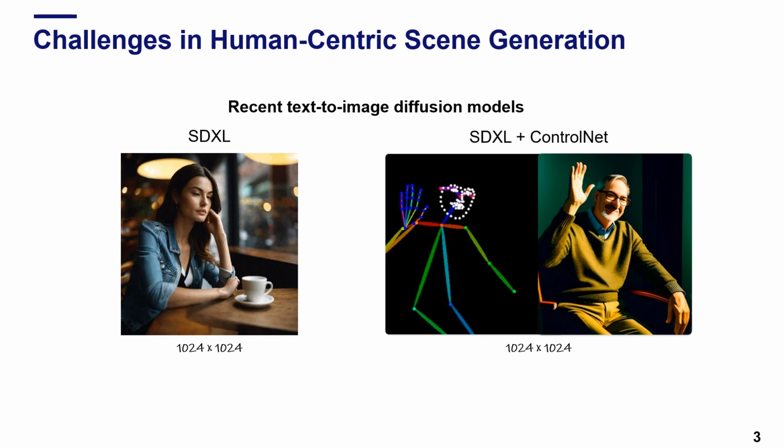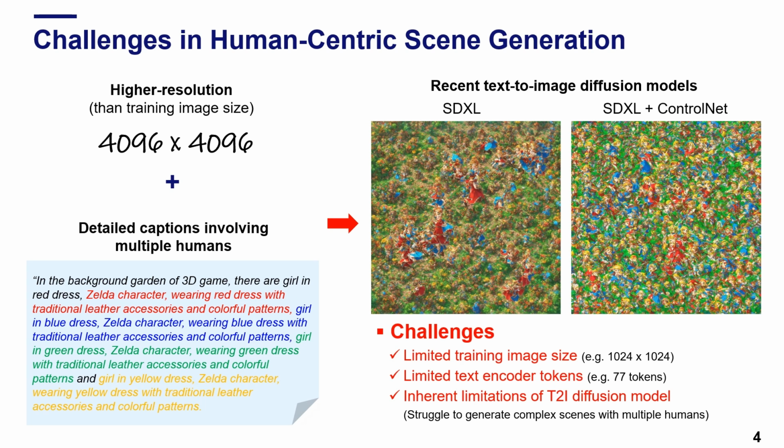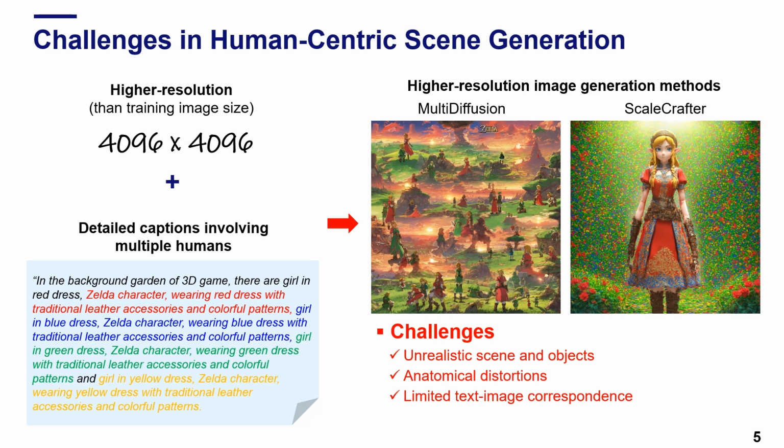Recently, text-to-image diffusion models have been able to generate controllable human scenes. However, scaling these to larger and more complex scenes with multiple humans remains a significant challenge due to limited training image size, limited text encoder tokens, and inherent limitation of T2I diffusion models. Existing attempts to address the training image size, such as joint process and dilation-based methods, often introduce new challenges specific to human-centric scenes, including unrealistic scenes and objects, anatomical distortions, and limited text-image correspondence.